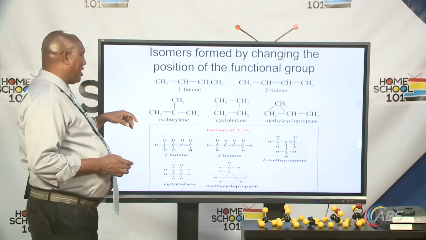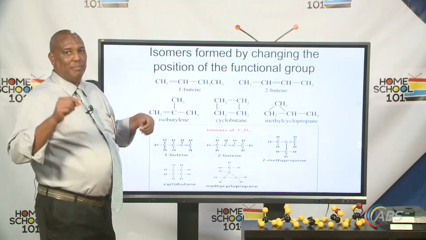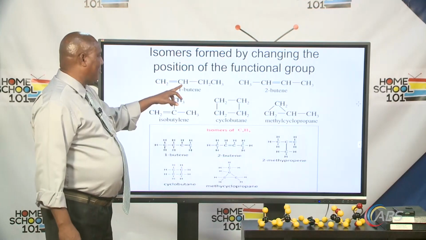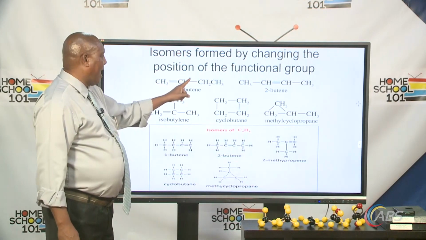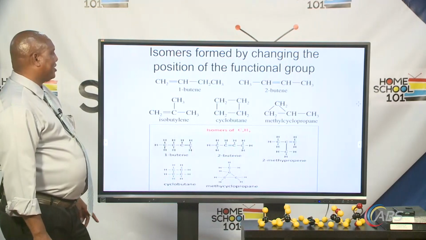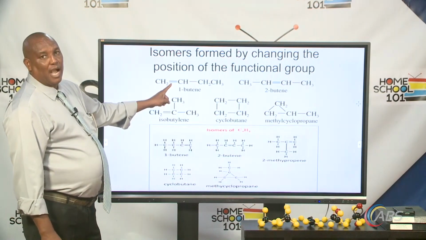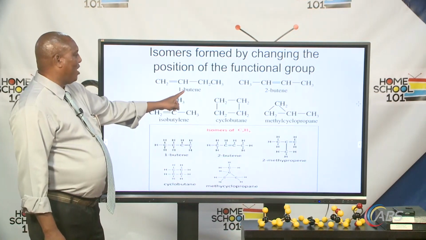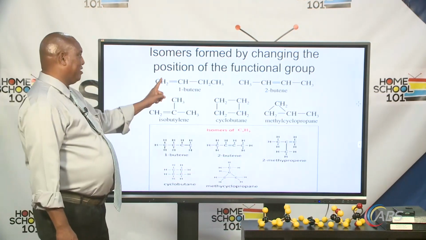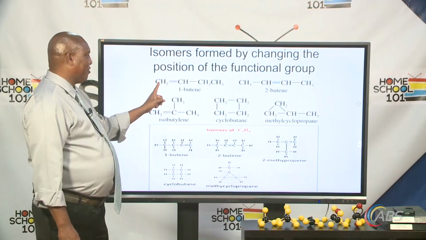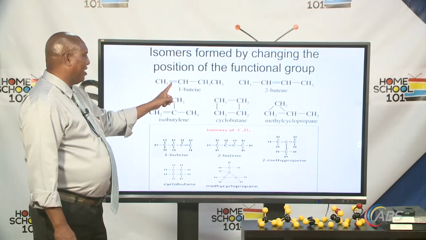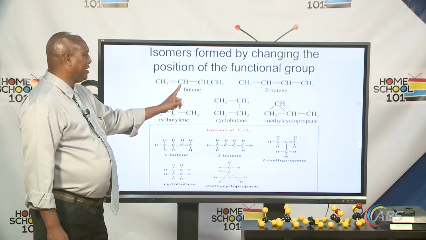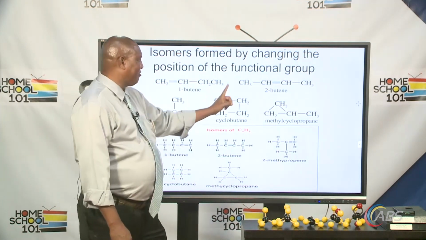Now, if we were to look at 1-butene, remember ene, carbon-carbon double bond. So here we have a carbon-carbon double bond, but we have 4 carbons in the molecule. So because this carbon-carbon double bond is on carbon number 1, we refer to it as 1-butene. But meaning 4 carbons. You can see the 4 carbons. Ene, double bond. 1, the double bond is on carbon number 1. So 1-butene.